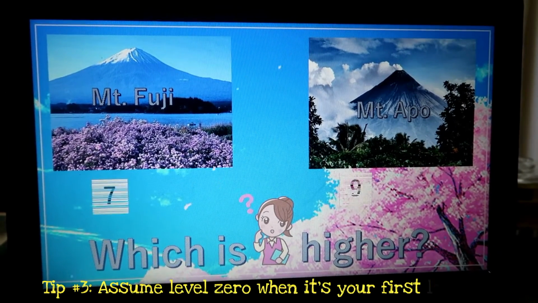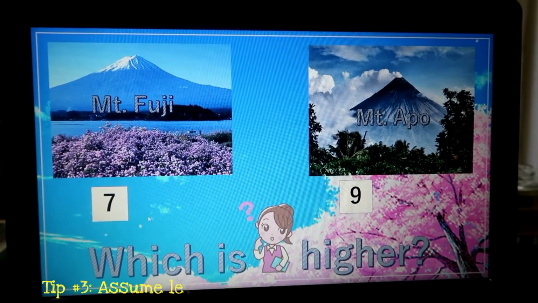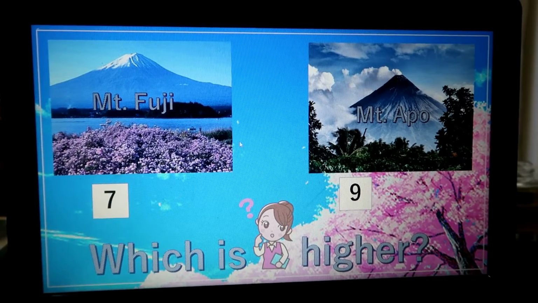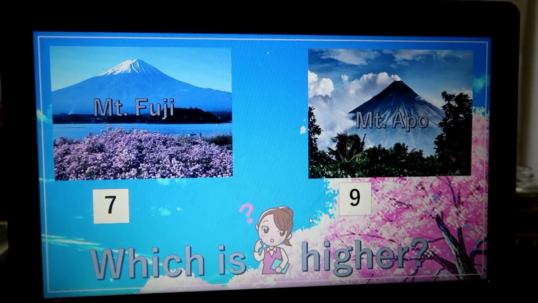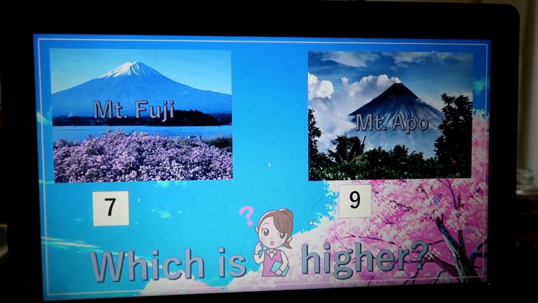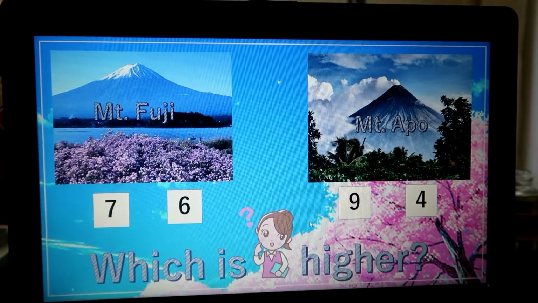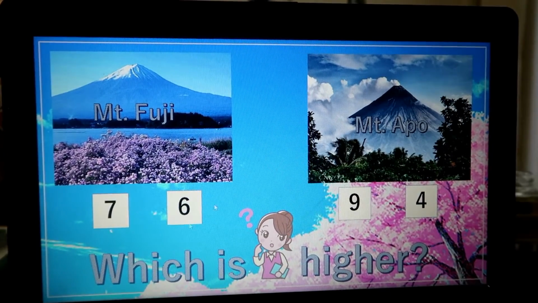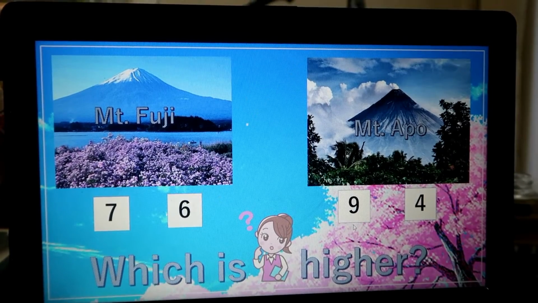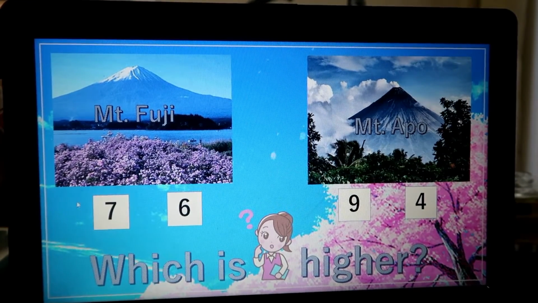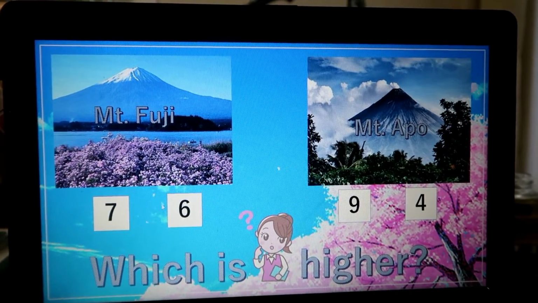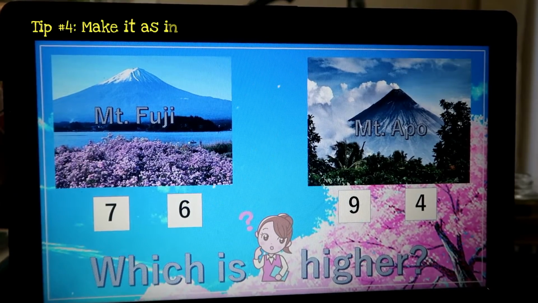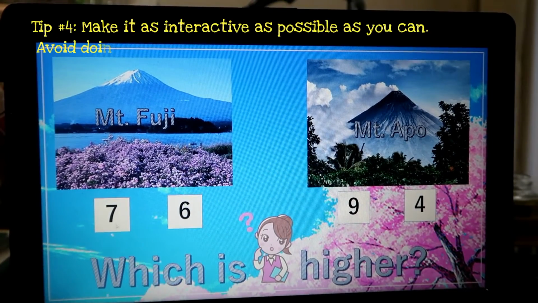Hint. 7. 9. Ta-da! 6, 4. So this is actually the height of Mount Fuji and Mount Apo in meters. So I'm just showing them hints.